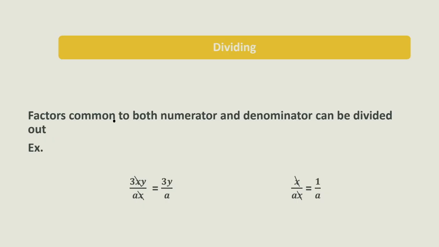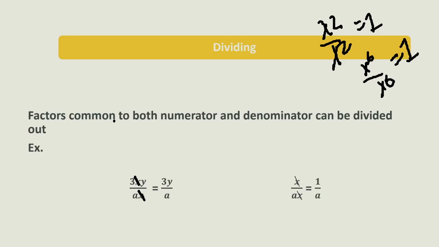So I can cancel those out or divide them out because anything divided by itself is 1, right? So if I had x squared over x squared, that would become a 1. If I had x to the 6 over x to the 6, that would become a 1. And you could write the 1, so you'd have 3 times 1 times y, but there's really no point because the 1 isn't going to change anything, right? So we just cross it out and make it disappear.